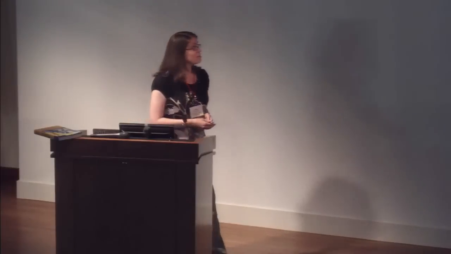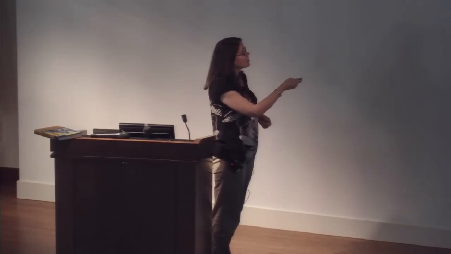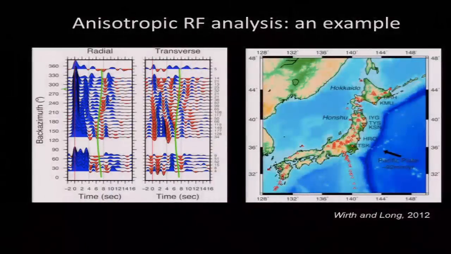In fact, when we go out and make these types of measurements, this is an example for a station here in Japan. Here are the radial component receiver functions. The transverse component receiver functions vary with back azimuth, so basically with direction.